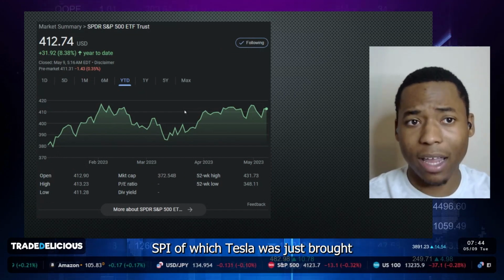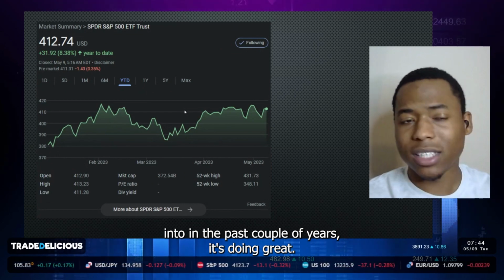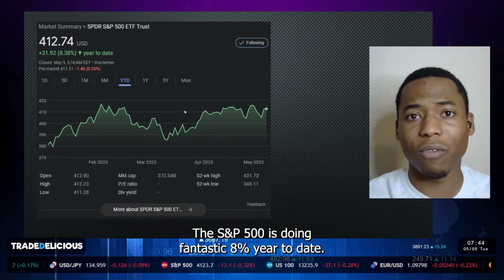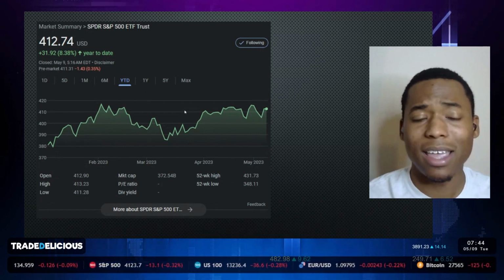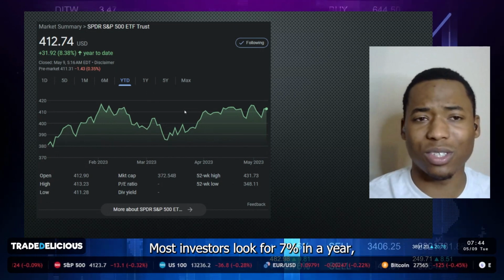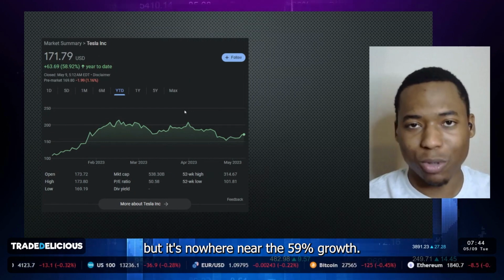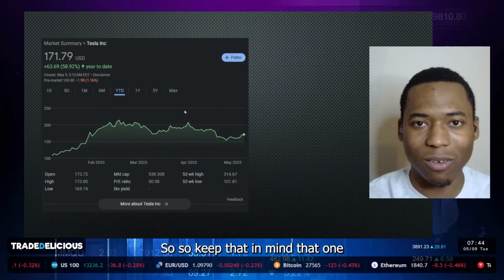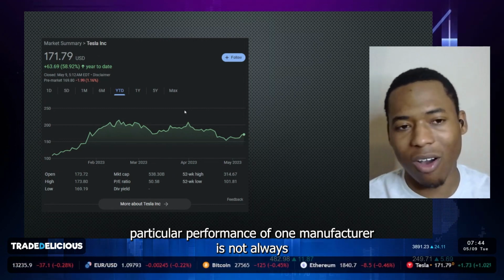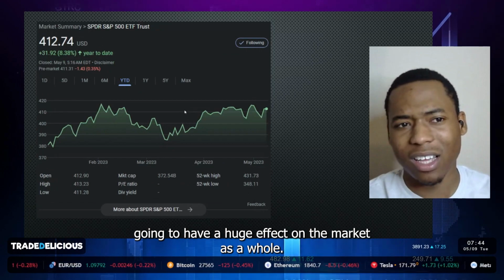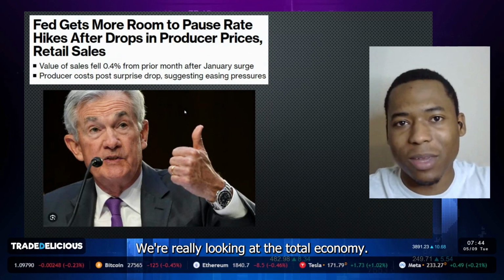When you look at the SPY, of which Tesla was just brought into in the past couple of years, it's doing great. The S&P 500 is doing fantastic, 8% year to date. We're just now getting into May. That's amazing. Most investors look for 7% in a year, but it's nowhere near the 59% growth. So keep that in mind that one particular performance of one manufacturer is not always going to have a huge effect on the market as a whole. We're really looking at the total economy.